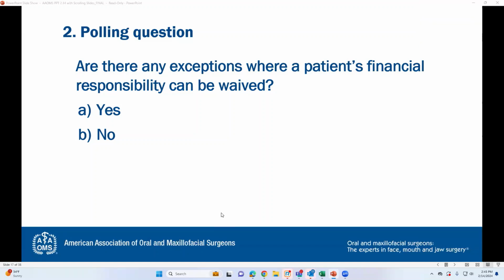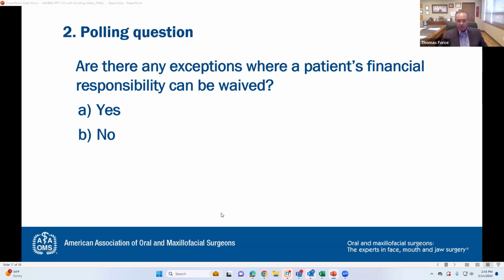We have about 75% saying yes, 25 no. Okay. Well, the answer is yes, and for the 25% that got that wrong, you'll see that we didn't cover the exceptions yet, like financial hardship, prompt payment discounts. So we'll cover that going forward. As a general rule, you need to bill the patient for their financial responsibility, their copay, deductible, and coinsurance, right? Are there exceptions to that rule where you can waive or discount that? Of course. The answer is yes.